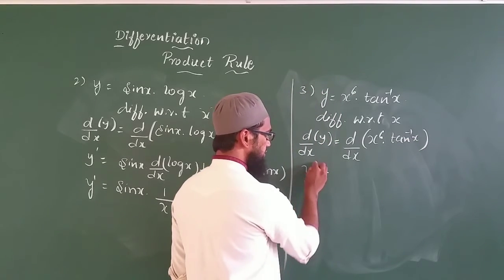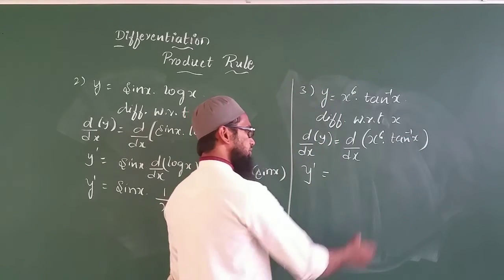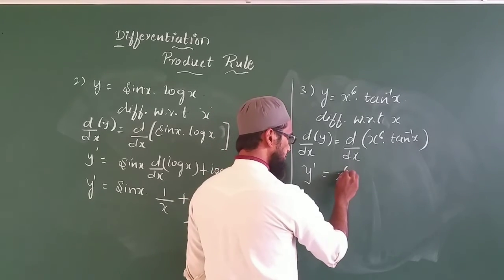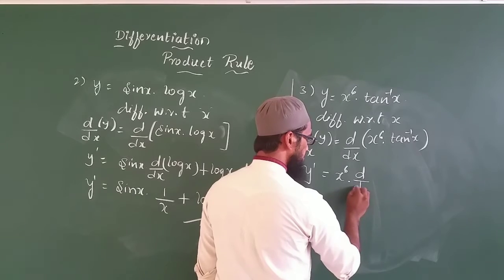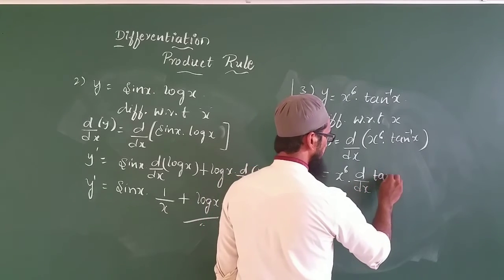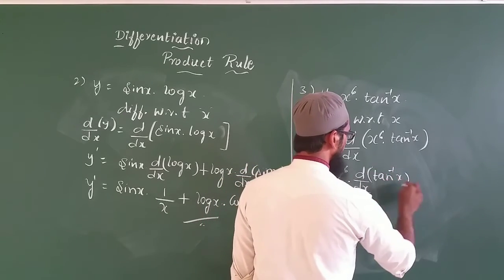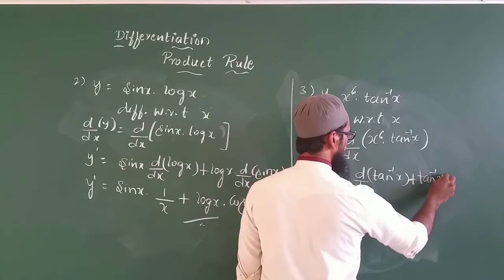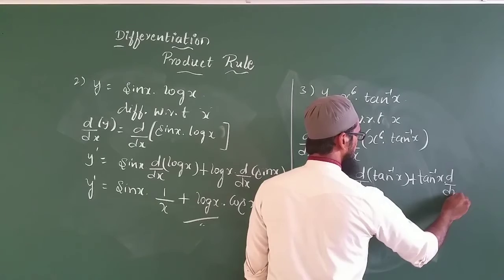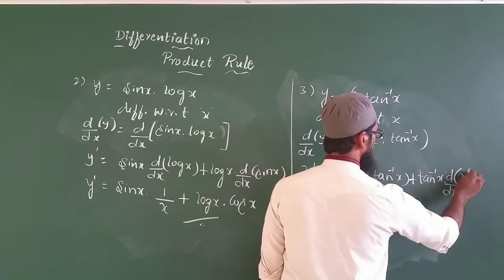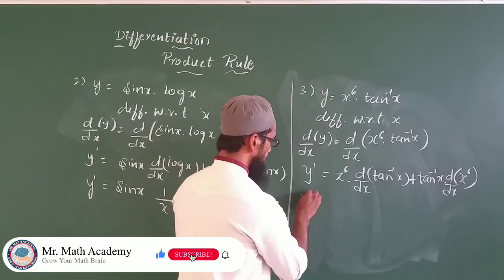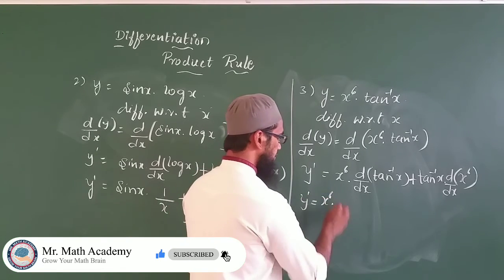Now this becomes y dash on the left hand side. So this is our first function, and this is the second function. First function I'll write as it is. Now the d by dx of the second function, that is tan inverse x, plus the second function, tan inverse x, into d by dx of x to the power 6.